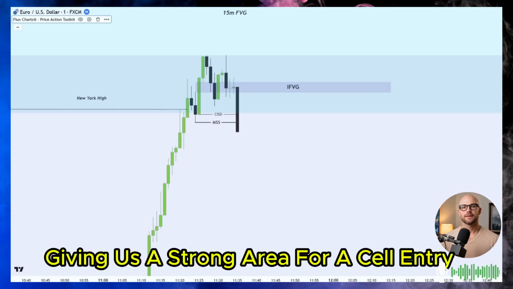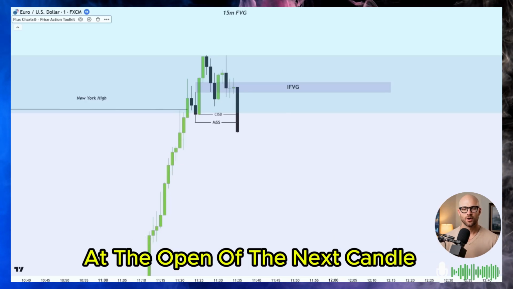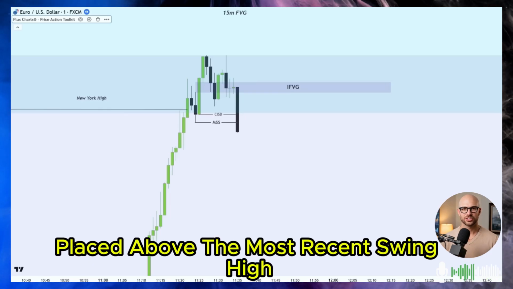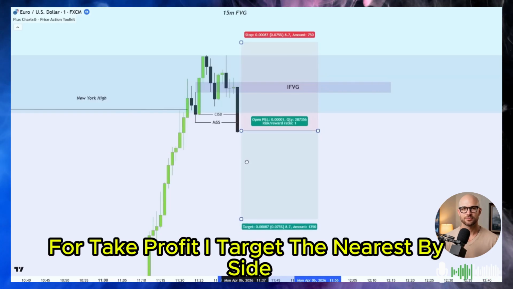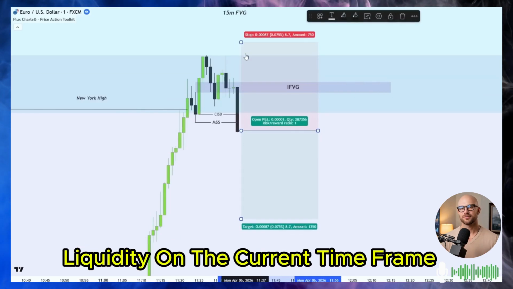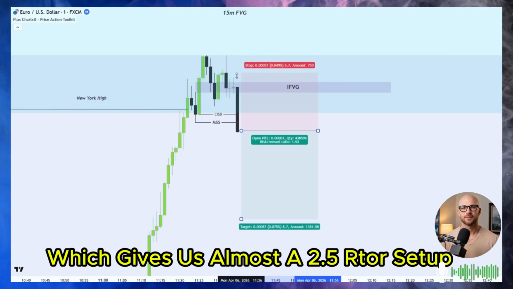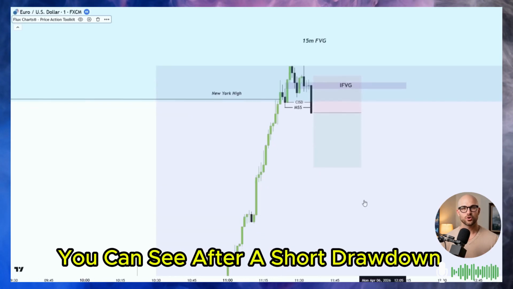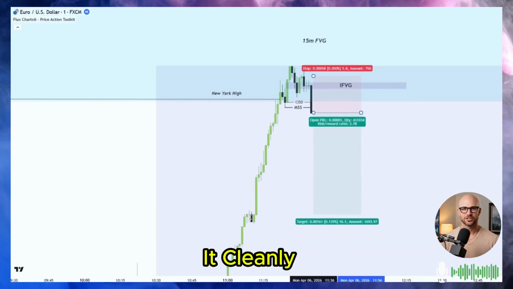Once the IFVG forms, it is likely to act as a new resistance zone, giving us a strong area for a sell entry. So in the next step, I immediately open a sell position at the open of the next candle right after the IFVG forms, with the stop loss placed above the most recent swing high. For take profit, I target the nearest buy-side liquidity on the current time frame, which gives us almost a 2.5 RTOR setup. Now let's play the chart forward. As you can see, after a short drawdown, price pushes lower and eventually hits the take profit cleanly.